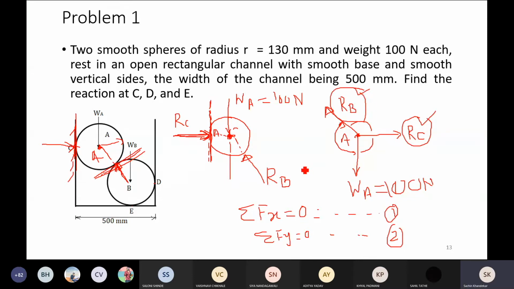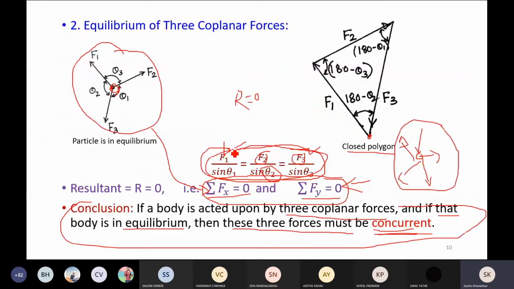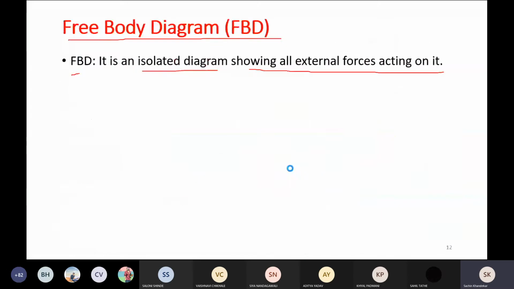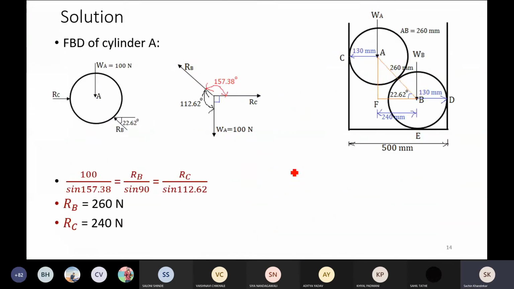Or the other way, as the body is acted upon by three forces and that body is in equilibrium, you may go for this particular sine rule, F1 upon sine 1, etc. So by applying the sine rule, you will get the answer very quickly within maybe 1 or 2 steps. Fine. So here the calculations have been done for how to calculate the angle between the two forces. So this is done here.